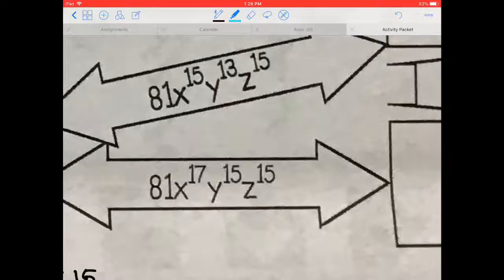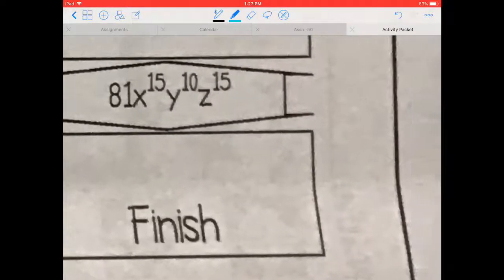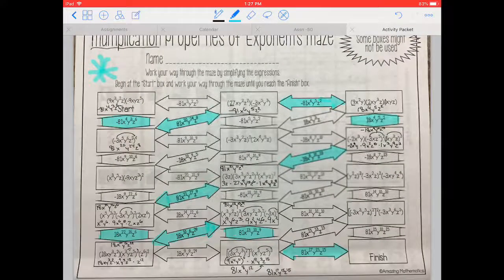Yeah, I love when it works out that way. So this is the last one, right? This takes me to finish. Yep. All right, so here's how the first page should look when everything's done.